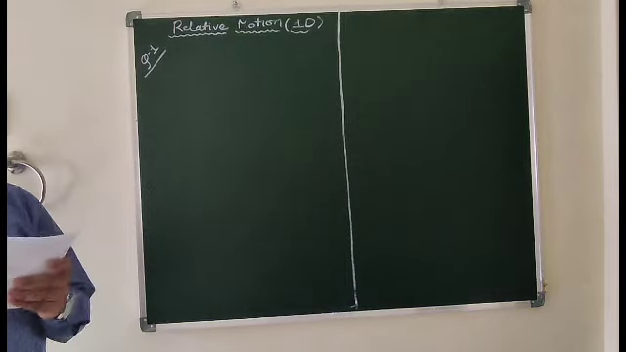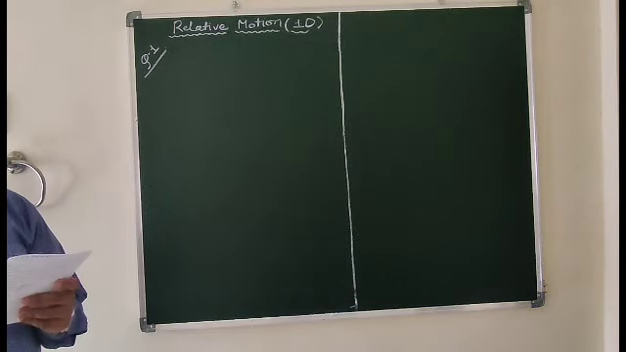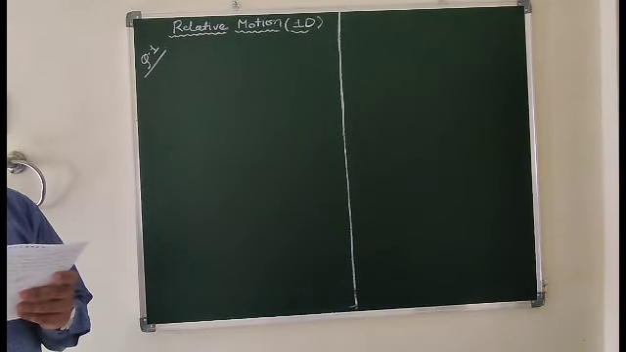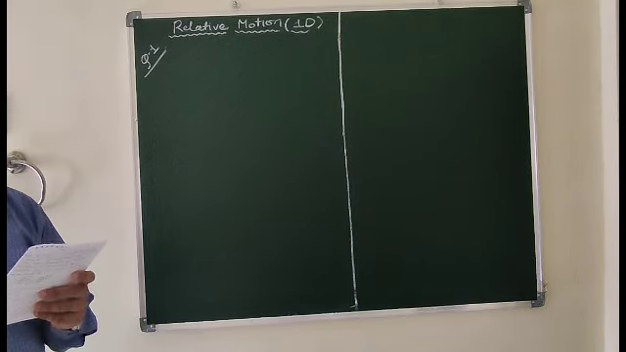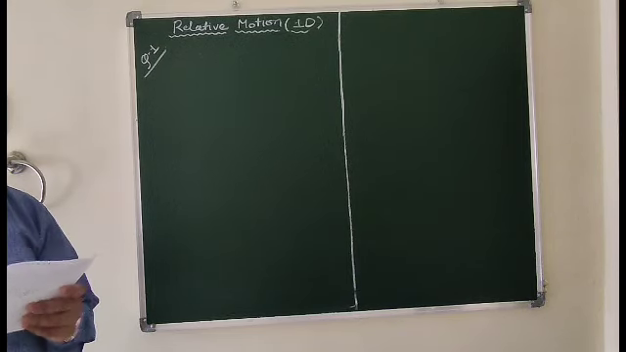The problem statement: two trains each of length 50 meters are approaching each other on parallel rails. Their velocities are 10 meters per second and 15 meters per second. They will cross each other in how many seconds?